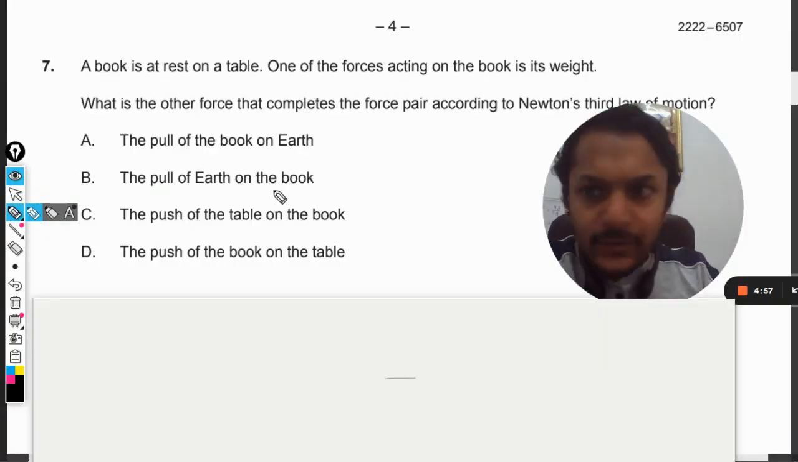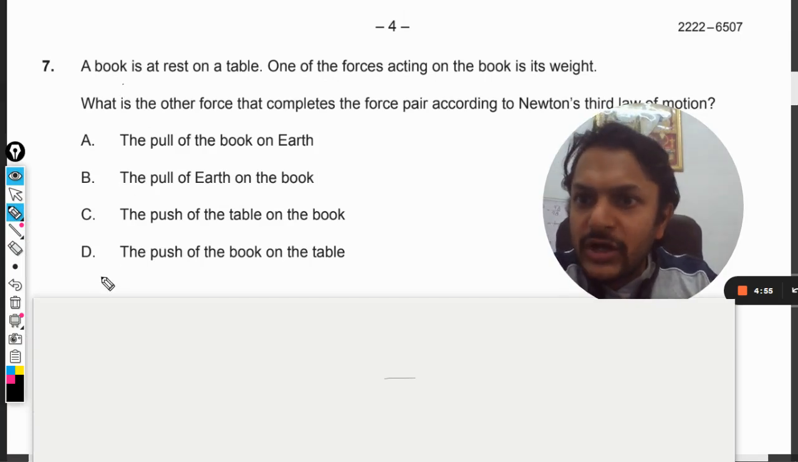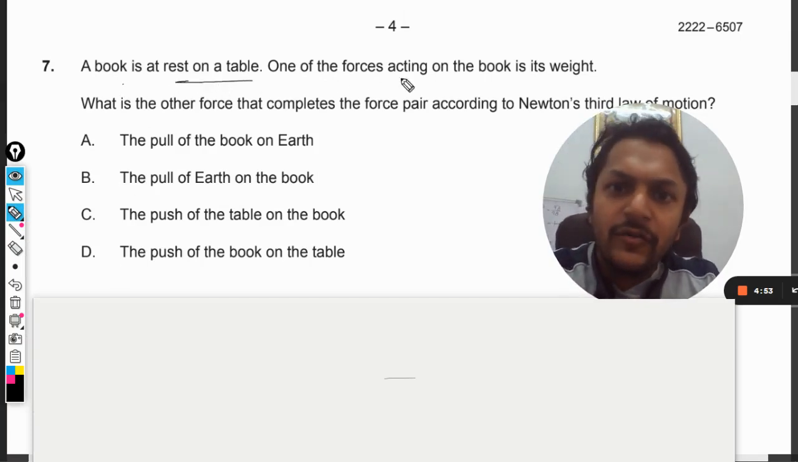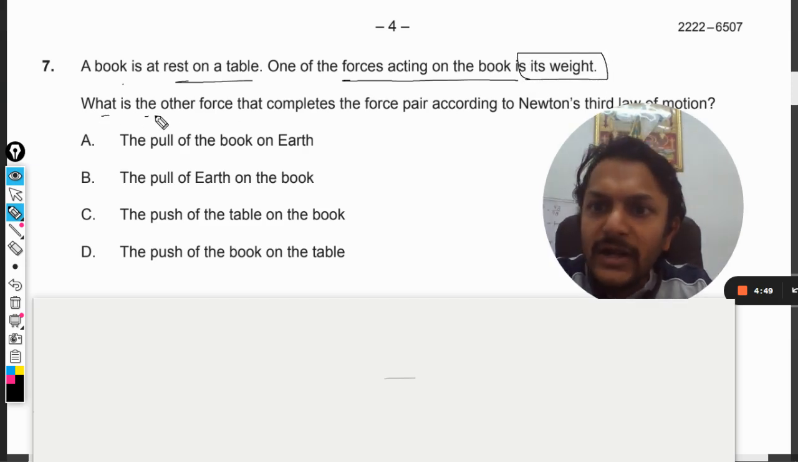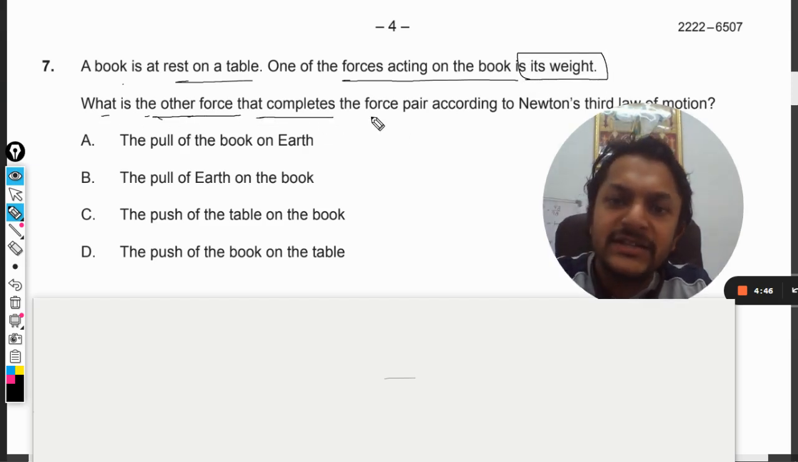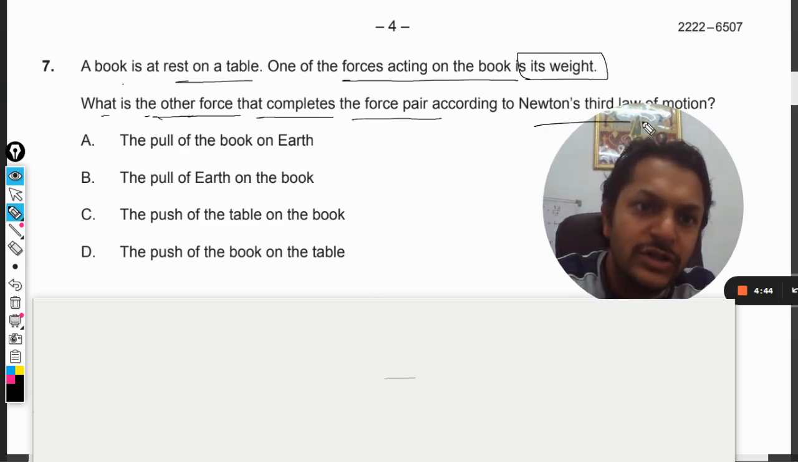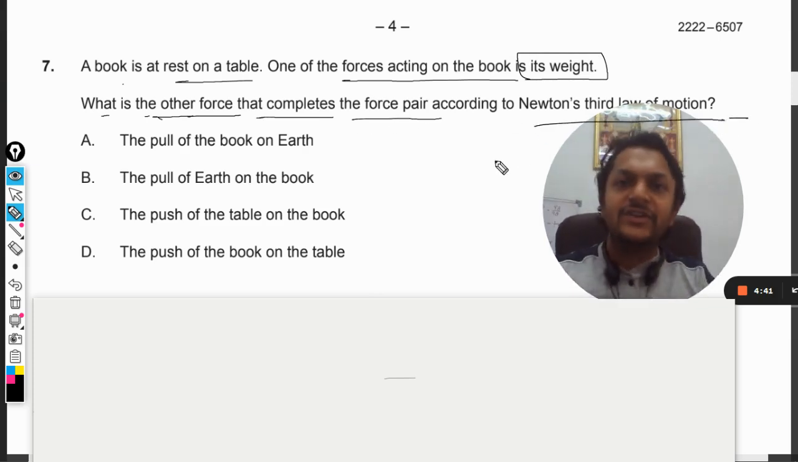Okay, dear students, let us see what is there in this question. A book is at rest on the table. One of the forces acting on the book is its weight. What is the other force that completes the force pair according to Newton's third law of motion? That is action reaction pair.